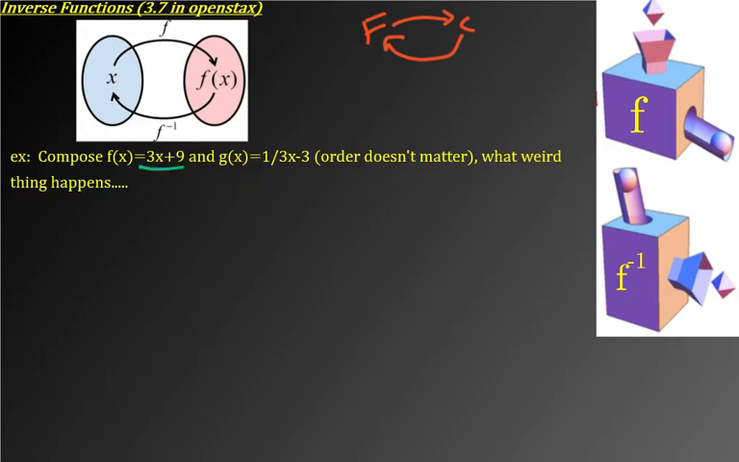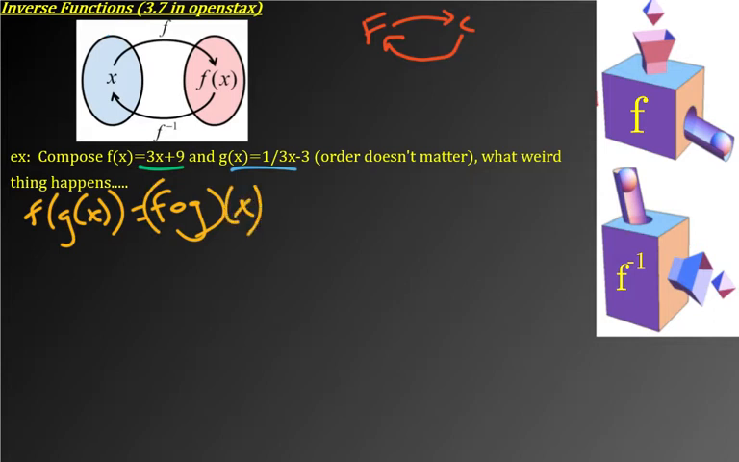So let's say f is green, g is blue. Let's do just f of g of x. So this is f composed with g of x. What this is, right? We have 3 times something plus 9 is f, and I'm going to stick g inside of that. So 1/3 x minus 3 inside of it.